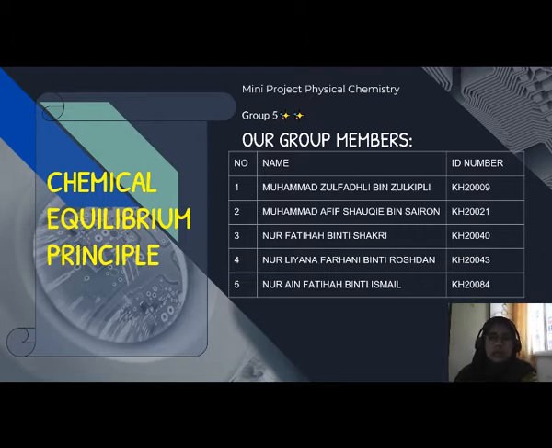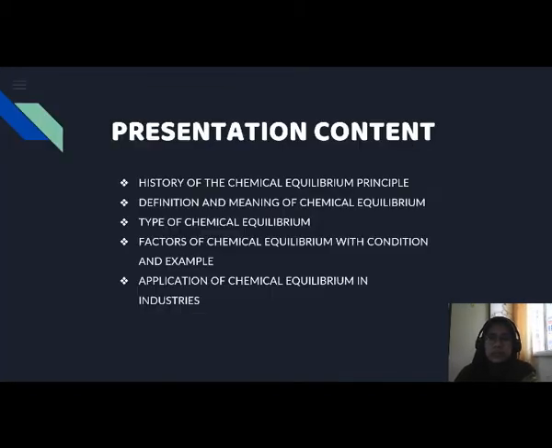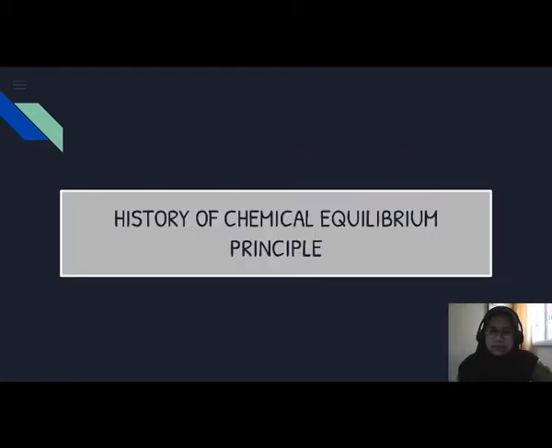Today, we would like to talk about our mini project, which is the chemical equilibrium principle. So, for the presentation content, first, history of the chemical equilibrium principle. Second, definition and meaning of chemical equilibrium. Third, types of chemical equilibrium. Fourth, factors of chemical equilibrium with conditions and examples. And the last is application of chemical equilibrium in industries. So I would like to start with the history of chemical equilibrium principle.